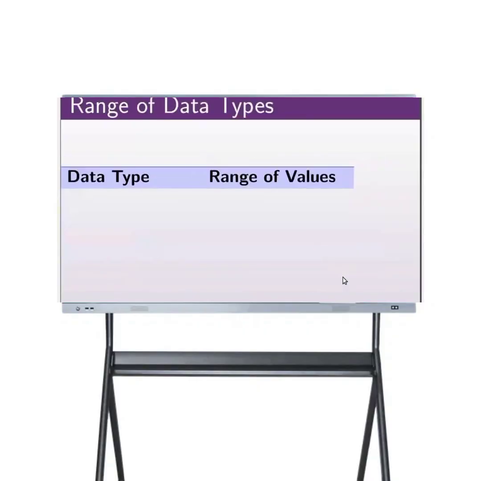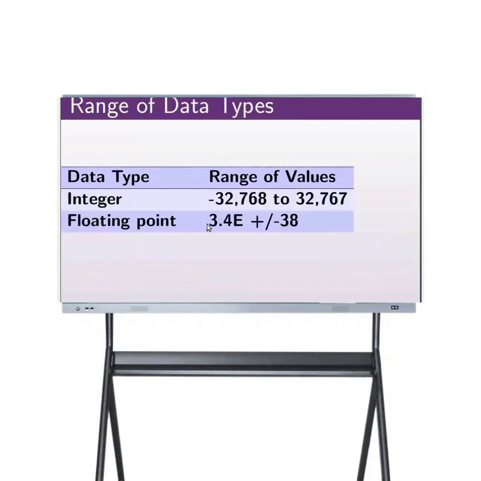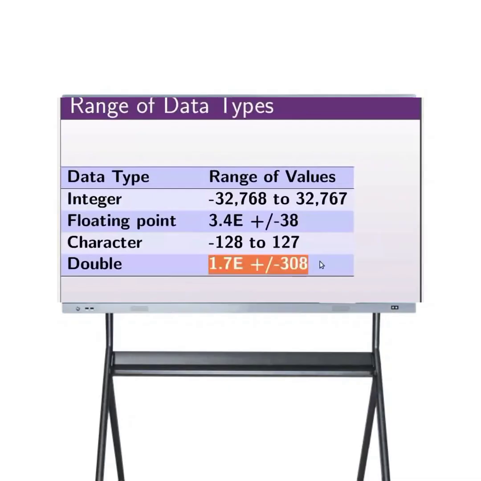Now, we will see the range of data types. The integer data type has a range of this. The floating point has a range of this. Character has a range of this. And double has a range of this. The value stored in the variable must not be greater or less than this range.